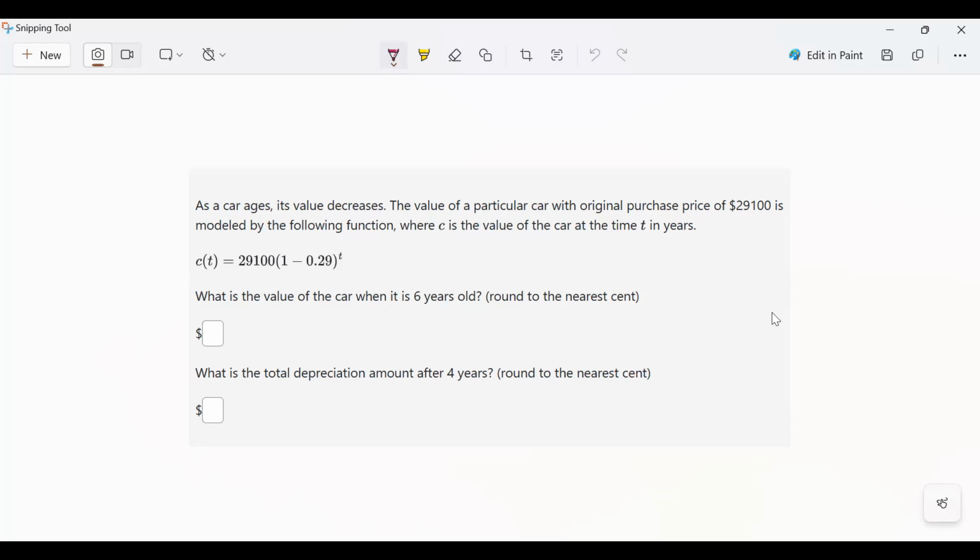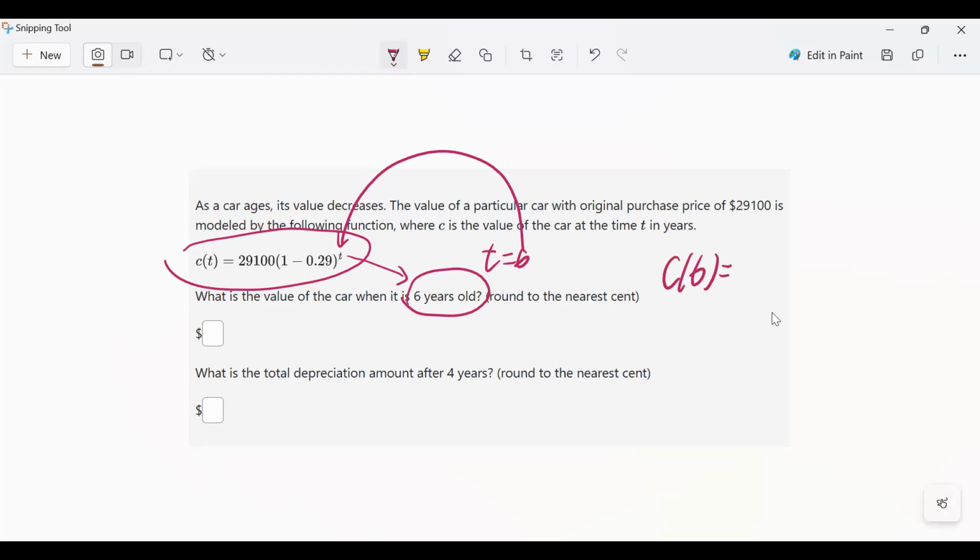Okay, let's go over the solution. It's 6 years old, that means the time t equals 6. Now you just go back to the original function, the current value of the car, and plug in 6. So C of 6 is equal to 29,100 times 1 minus 0.29 to the 6th power. So it's 29,100 times 0.71.